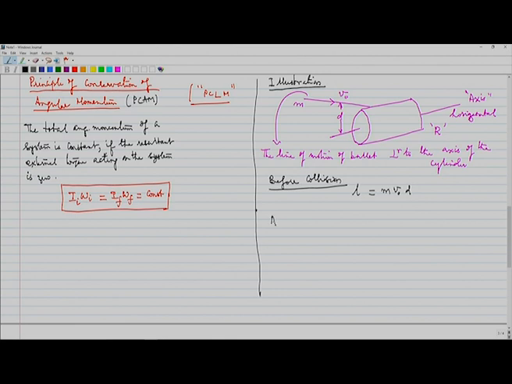After the collision, what is its angular momentum? Its angular momentum is I times omega. What is the I? I is the I of the solid cylinder plus the I of the projectile, because the projectile got embedded onto the cylinder, and this times omega. I will call the initial Li and this final Lf. Therefore, now we can equate these two.